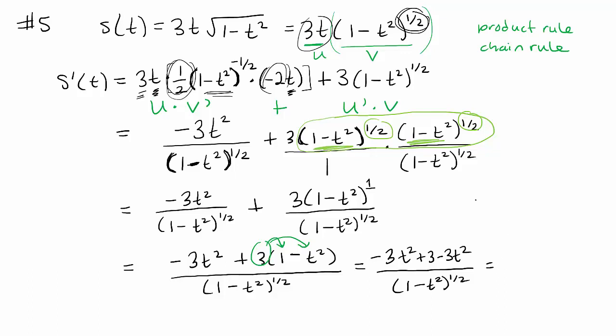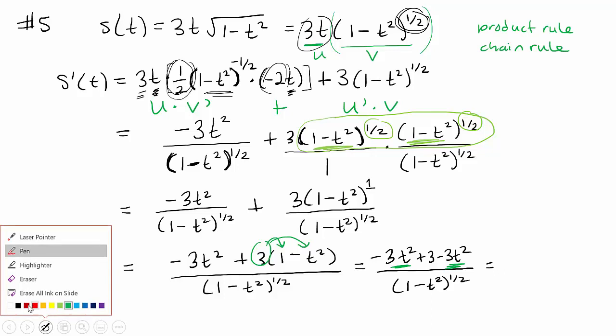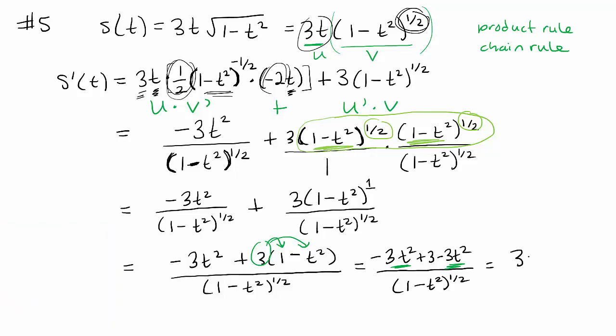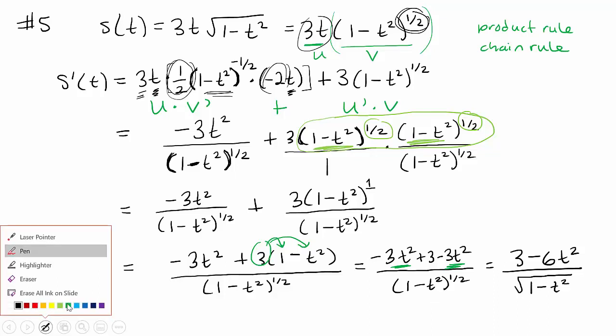And then the last step, now that we have some common terms, we can combine, namely this one and this one, in the numerator. I'm going to go ahead and do that. So I'm going to have 3 minus 6t squared. And now if you want to leave the denominator as it is, you can, or since it is a 1/2 power, if you want to go ahead and put it back into square root form, you can. So this is the final answer.